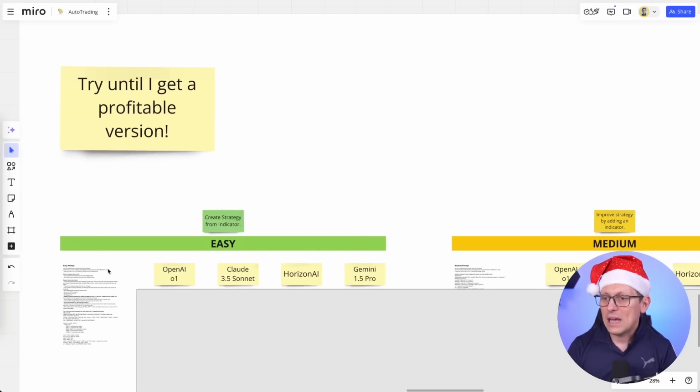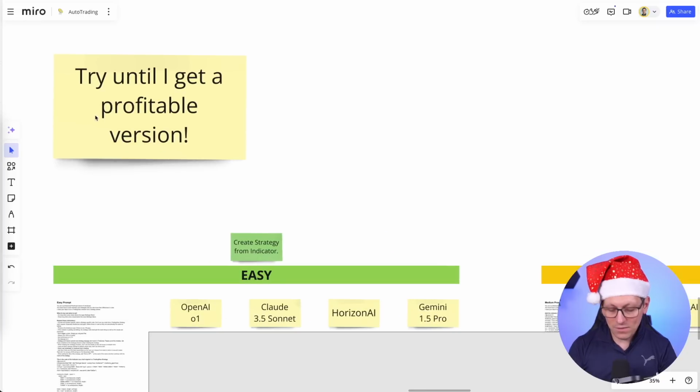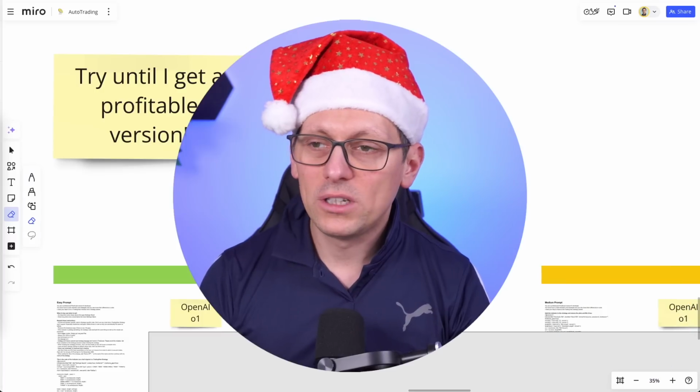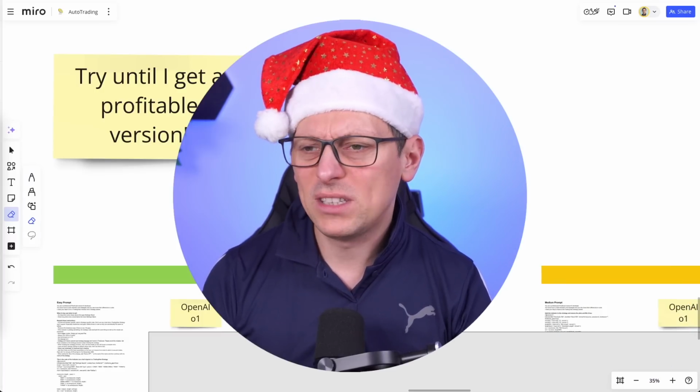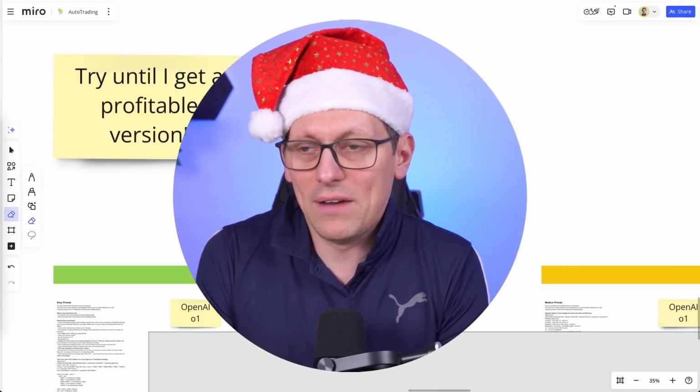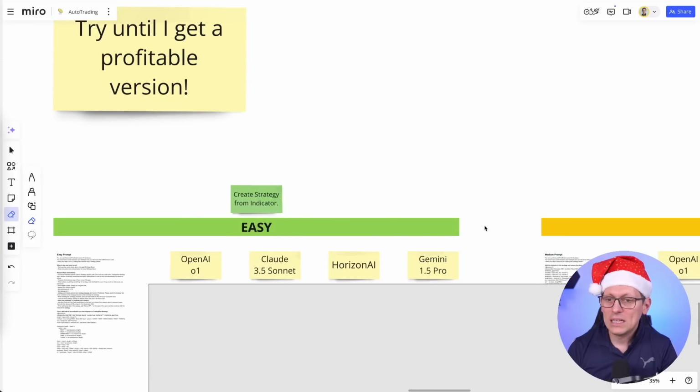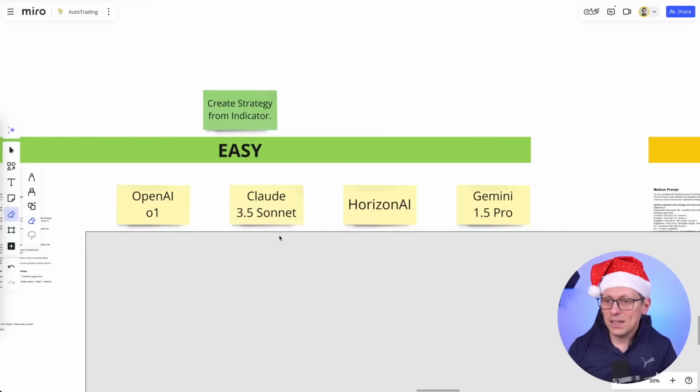So first of all, I have a prompt and everything, but then I gave each AI the chance to give me a profitable version of the strategy. So I tried multiple times until I got a profitable version, and then I took that. There are cases where the strategy never produced profitable versions, and at some point I gave up, okay, because I don't have all the time in the world, and in that case, well, it failed, okay, and I will show you that as well. And which AIs did I actually test with?